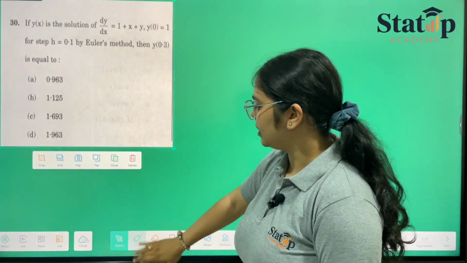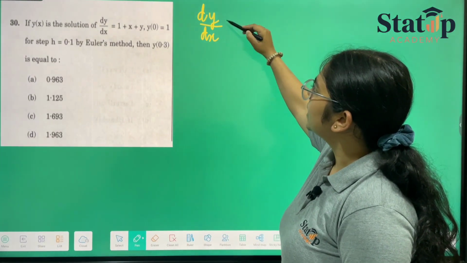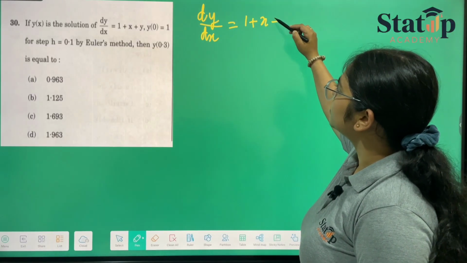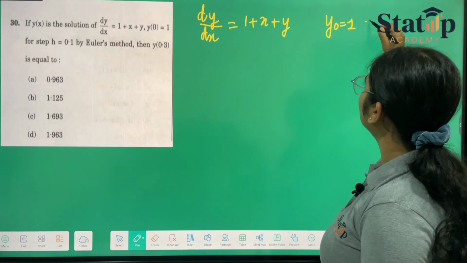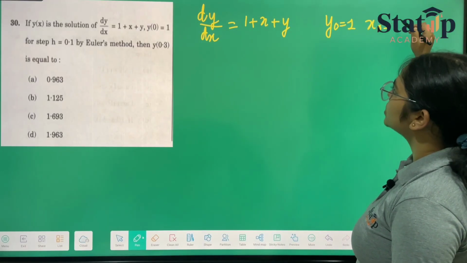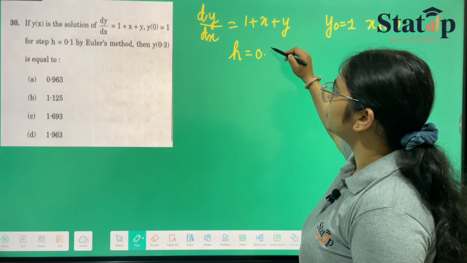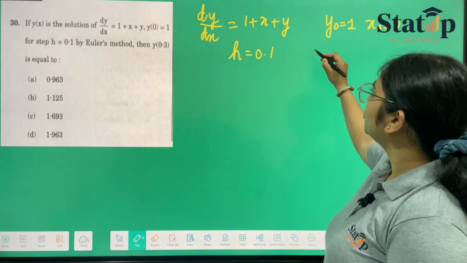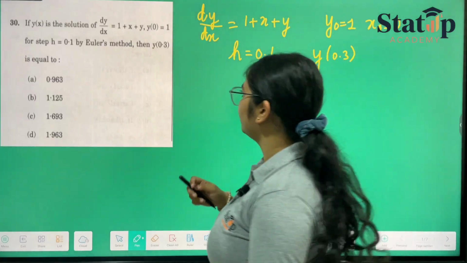Here they have given us the function dy by dx equals 1 plus x plus y, and the initial values y naught equals 1 and x naught equals 0, and the step size, which is the difference, is given to us as 0.1. Now we have to calculate y when x equals 0.3. So we have to do iteration.